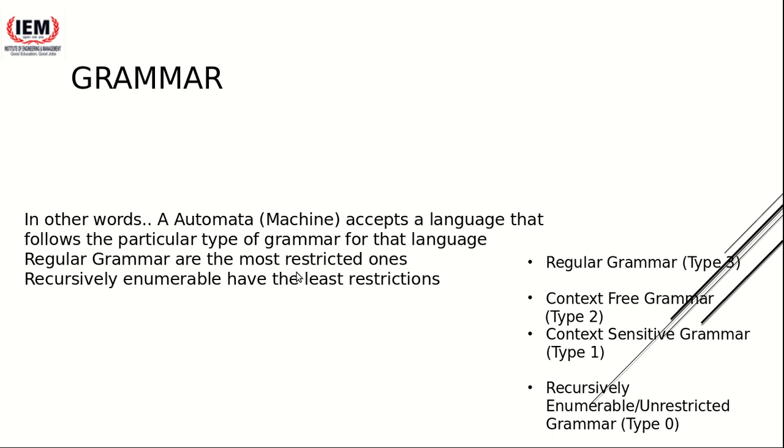Now we are going to take this topic, grammar, in a separate portion. For now, you should know that there are 4 types of grammar: type 3, type 2, type 1 and type 0, each for each kind of language.